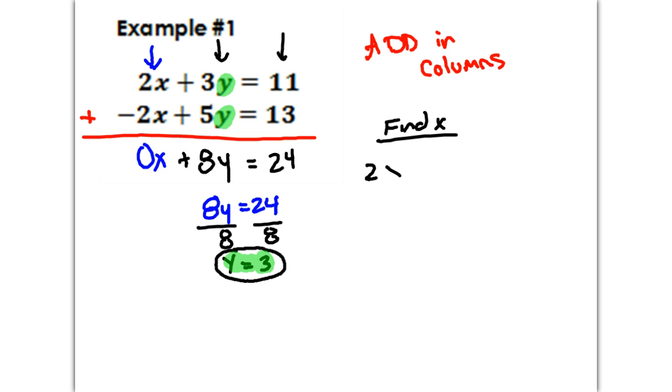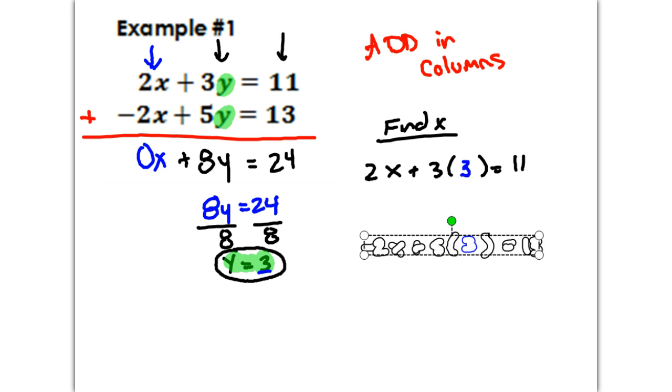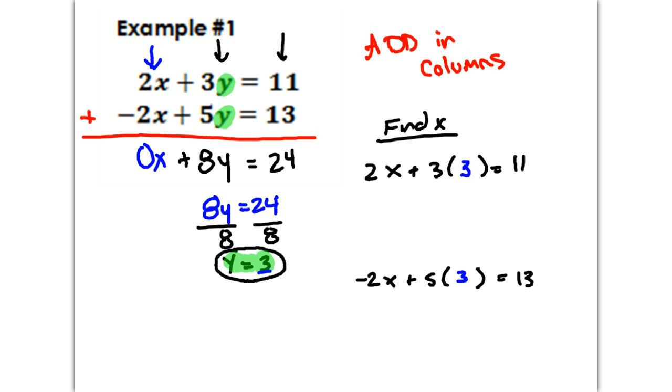So we have 2x plus 3, and instead of y, we'll put our 3 in there. That's the first one. And then the second one, negative 2x plus 5 times that y equals 13. I'm going to put that y equals 3, our answer, in for those y's. I'll give you a second to write those down. I'm going to move this down a little bit. So we now have to solve for x here. Remember, we have y, we just need to find x.